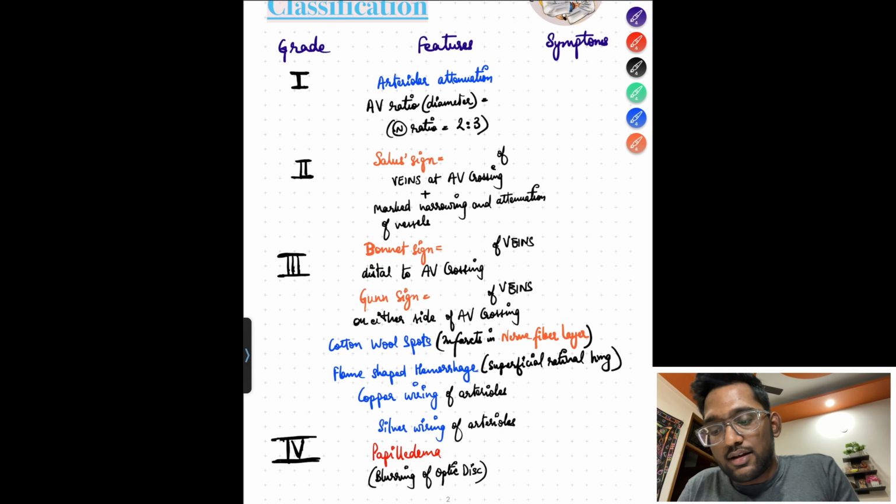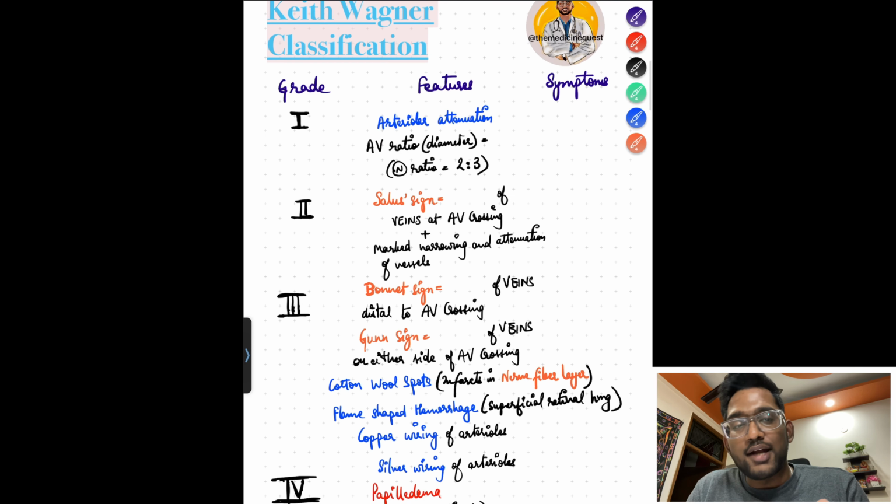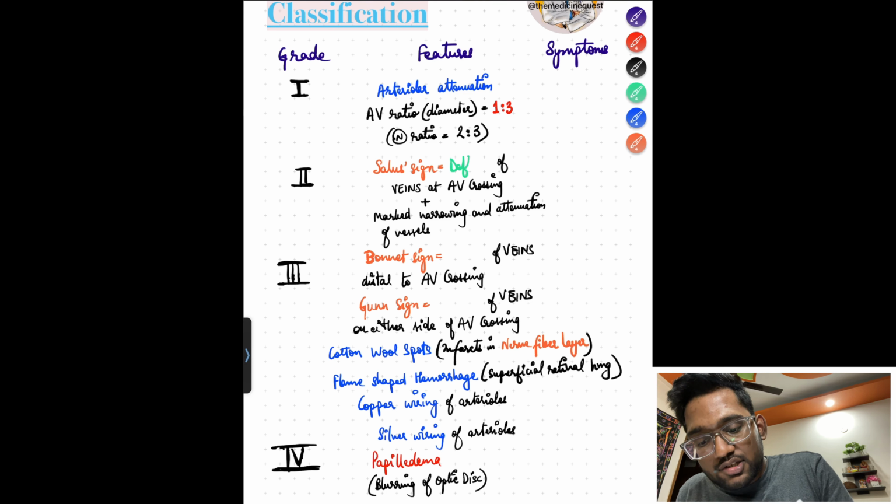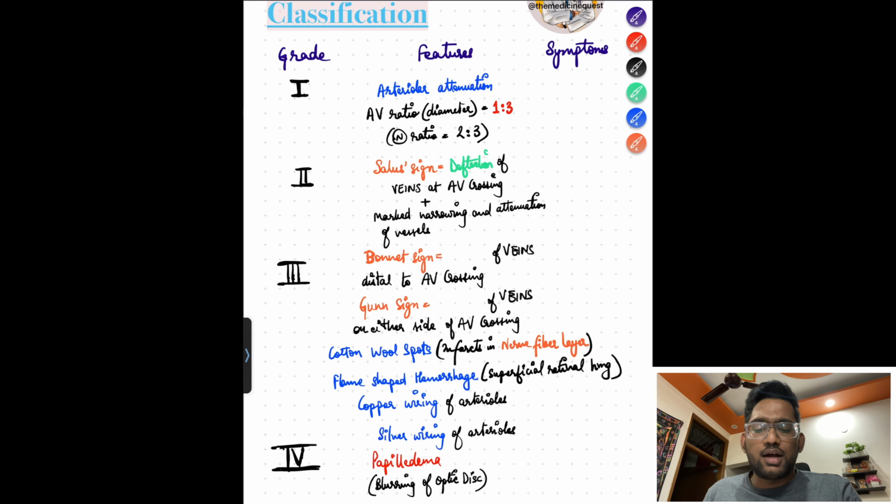So the grade 1 of this classification involves arteriolar attenuation, that is narrowing of the blood vessels, and the normal ratio of the arterioles and veins is 2:3, but in this grade it becomes 1:3. The second grade involves the Salus sign, which is the deflection of the veins at the AV crossing, and also involves marked narrowing and attenuation of the vessels, but the most important part is deflection of the optic veins at the AV crossings.